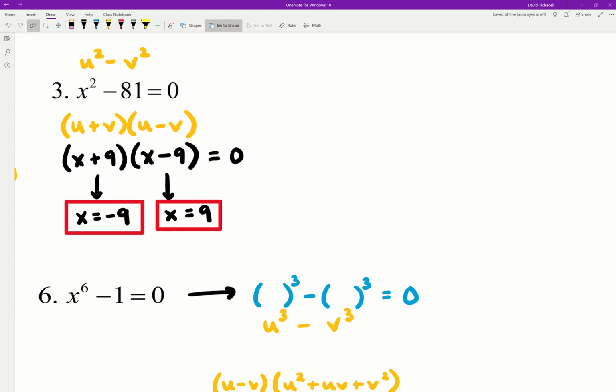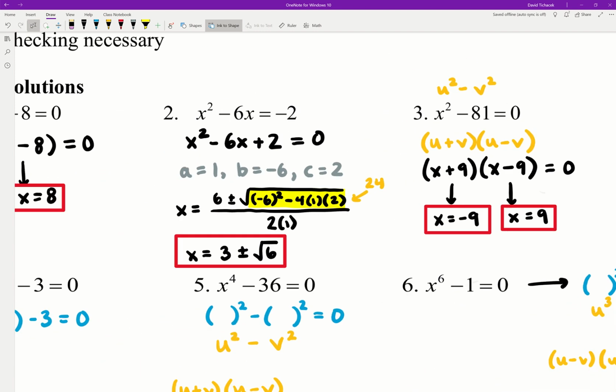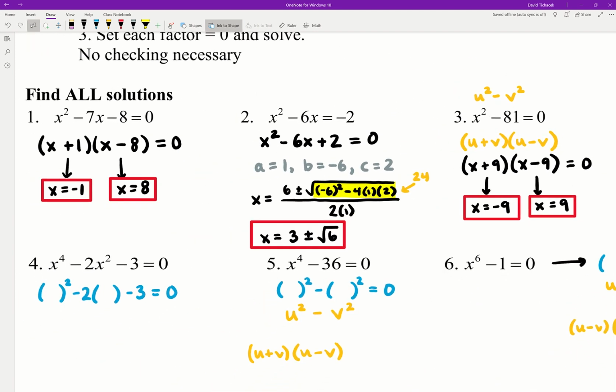And so if I go ahead and factor it as a difference of two squares, I see that it just factors into x plus 9 times x minus 9, and then the zero product property tells me what my solutions should be, okay? So those first 3 examples should be some pretty straightforward review of stuff that we've done relatively recently.